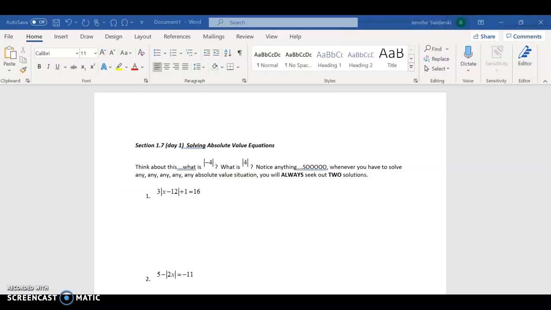All right, guys, here's where the fun starts. So, section 1.7, day one is solving absolute value equations.